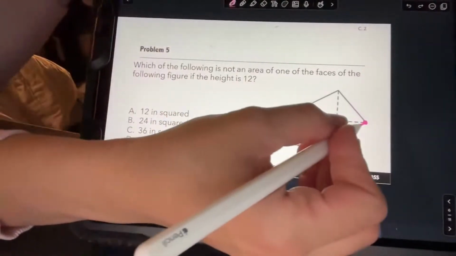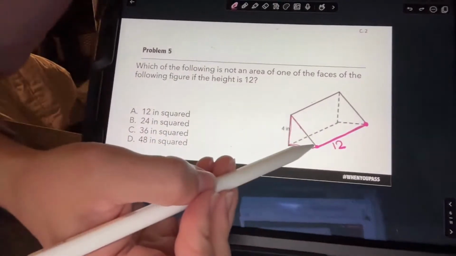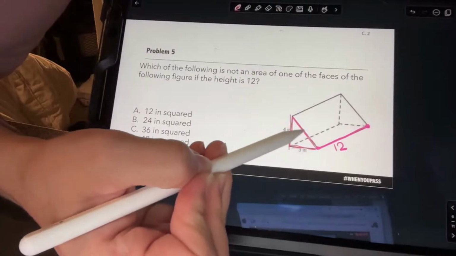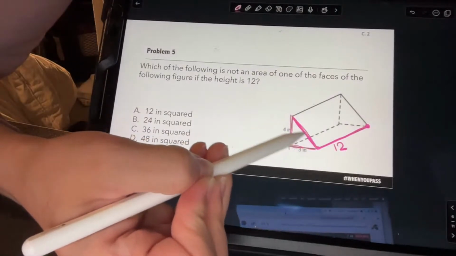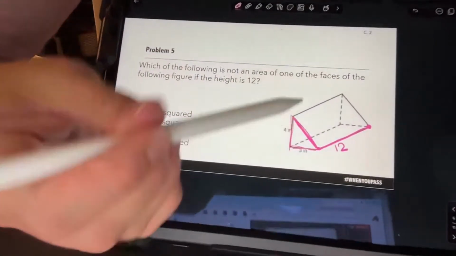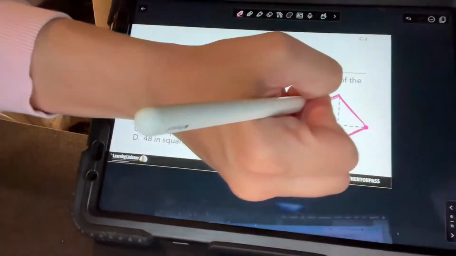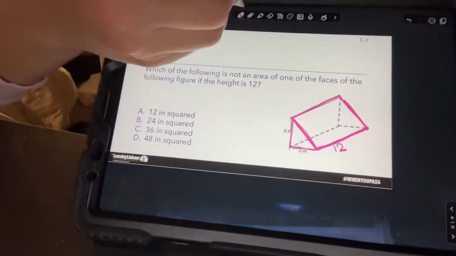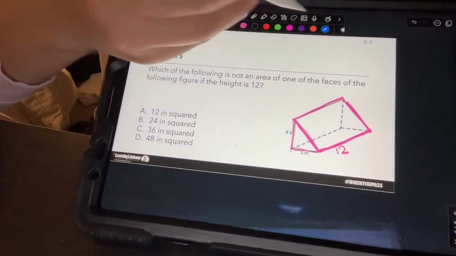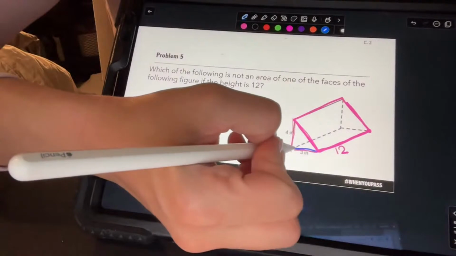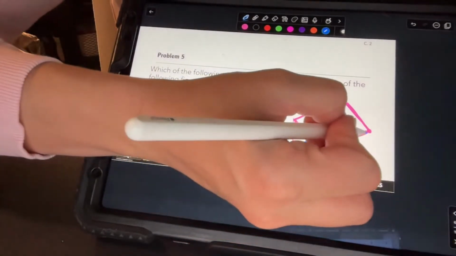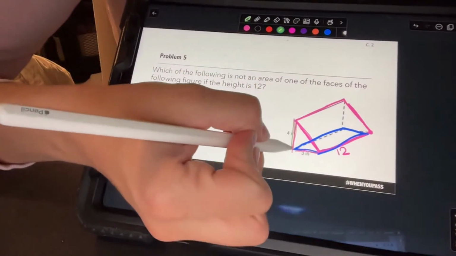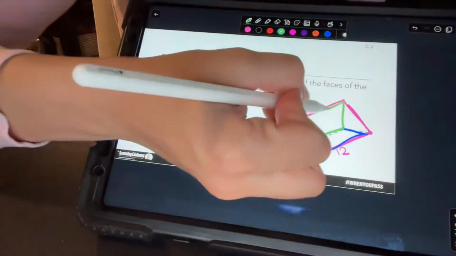So if this is 12, this is 3, this is 4, what is this? Well, this is kind of a multi-step problem because I need that information to be able to figure out the area of this rectangle right here. But then I'm going to switch colors because I need to figure out the area of this bottom rectangle. And then I'm going to switch colors because I need to figure out the area of this back rectangle.